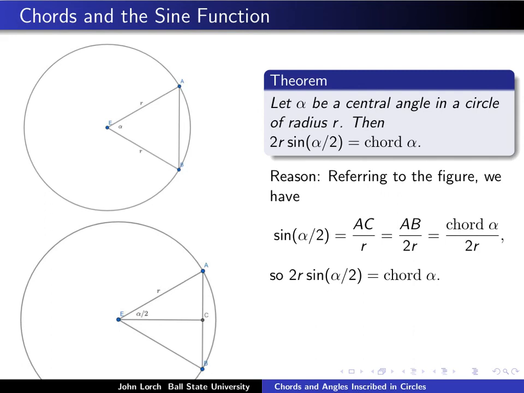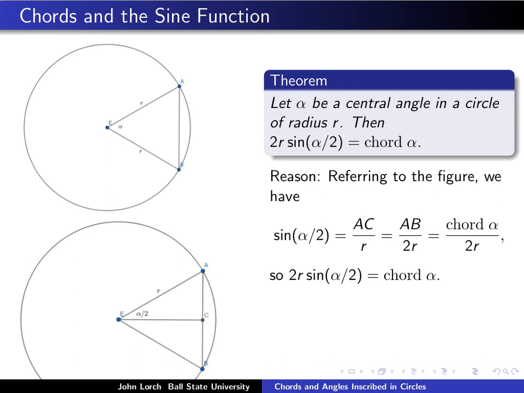right triangles, where, of course, the angle AEC is of measure alpha over 2. So if I want the sine of alpha over 2, I just use right triangle trigonometry, and that's opposite over hypotenuse, where the opposite side is of length AC and the hypotenuse is of length R. Now AC, however, is half of AB, so if I take AC and replace it by half of AB, I get that the sine of alpha over 2 is AB over 2R.